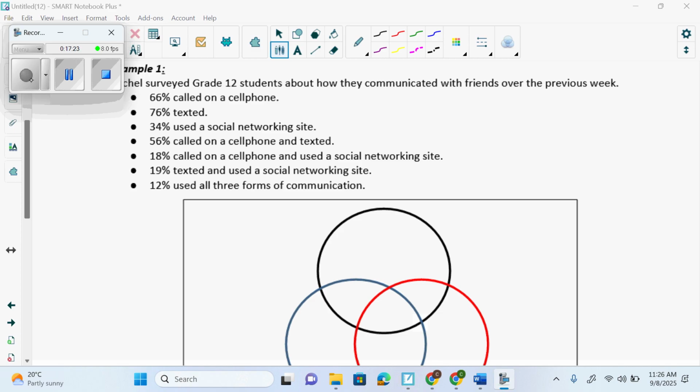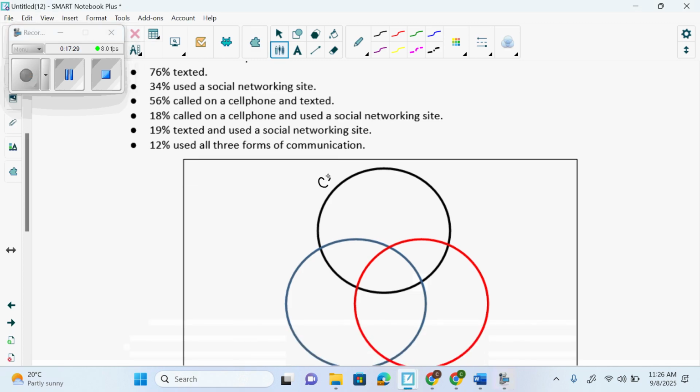So where do you think we should start? Labeling it. That was a trick question. Okay. Cell phone. Texted. Social networking. Then true in the middle. So 12 use all 3. So we want to start in the middle.